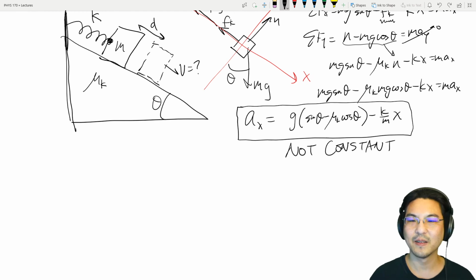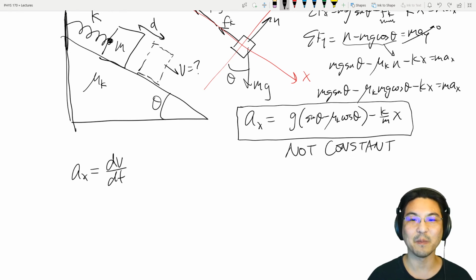Right, so the acceleration is dv/dt. So we can integrate this over time. The issue is this is not a function of time. This is a function of position.